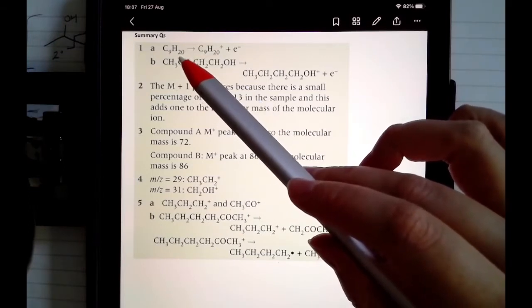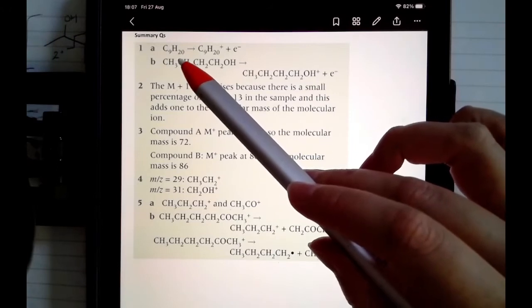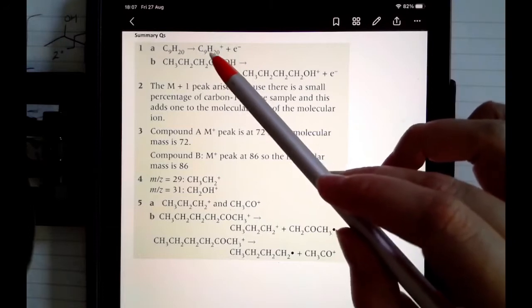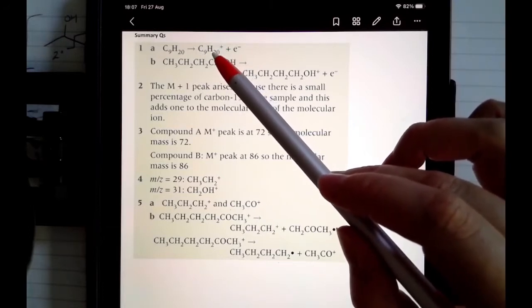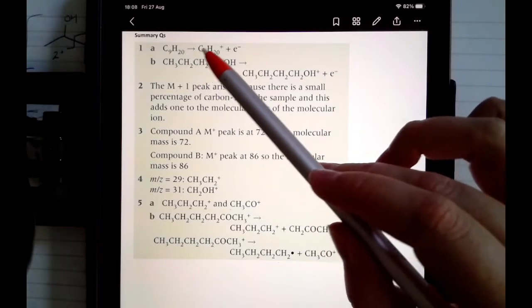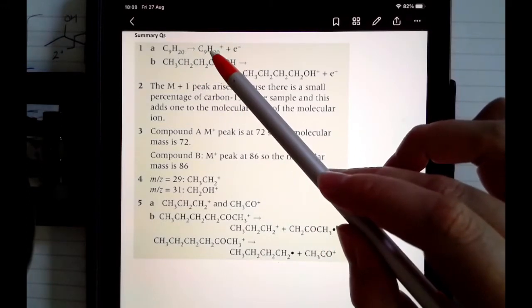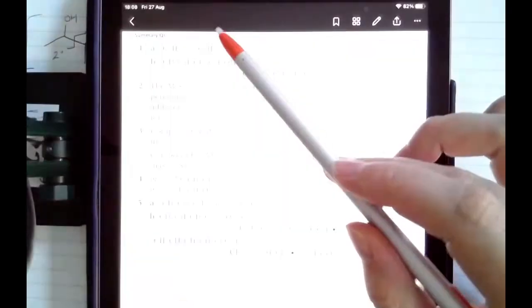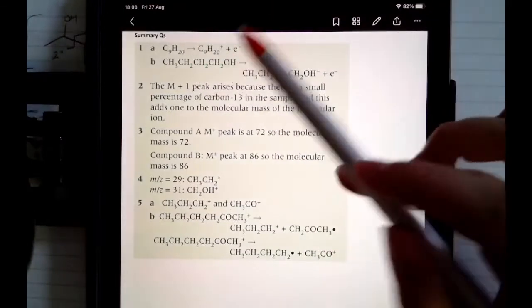When it is ionized, it loses an electron. They always lose an electron. So when it loses an electron, it forms a positively charged ion. Now, if you wrote this the other way, if you wrote CnH2n+2 minus an electron goes to this ion, then that's fine. It's just common convention to always have it as plus electron, which is why they bring the electron to the other side of the arrow.